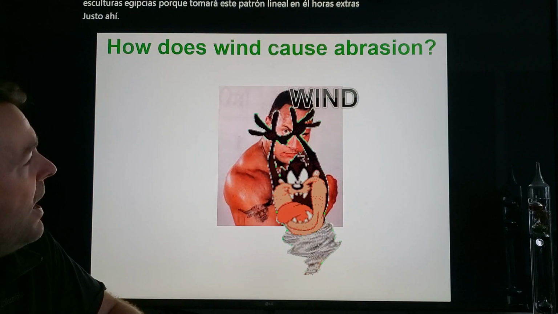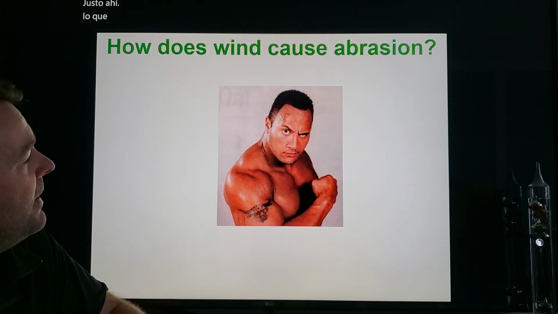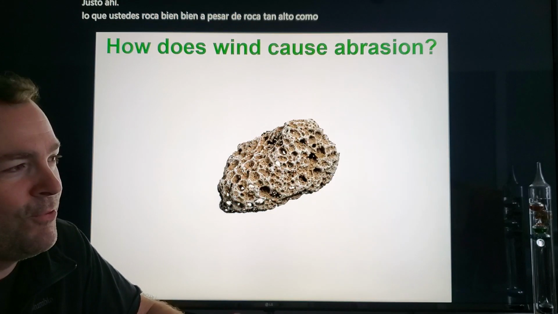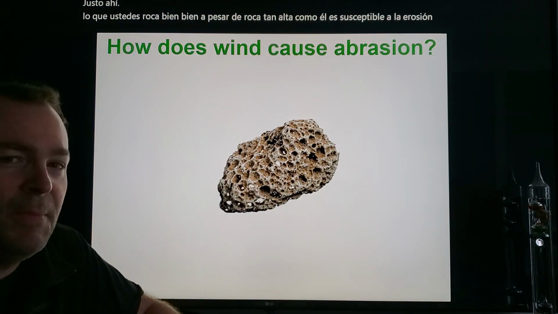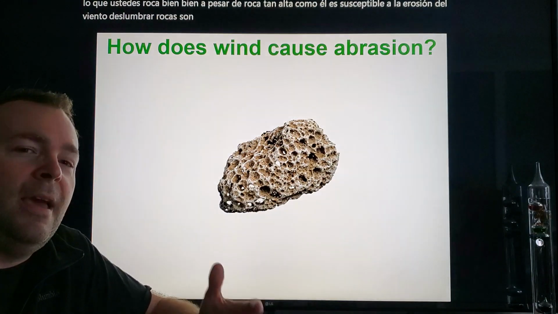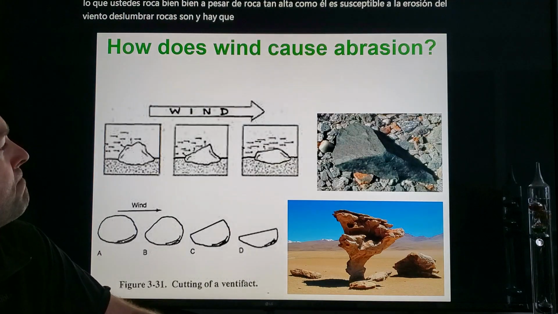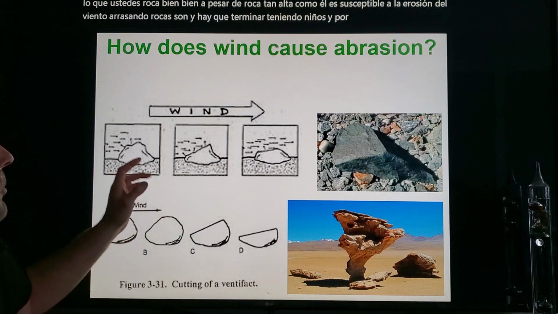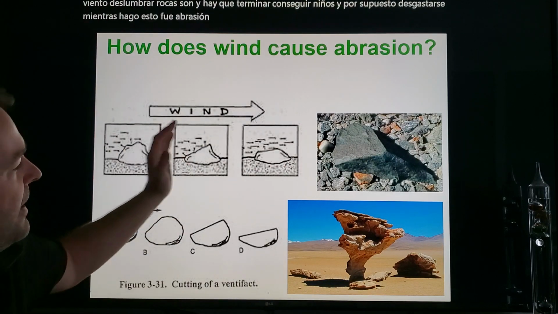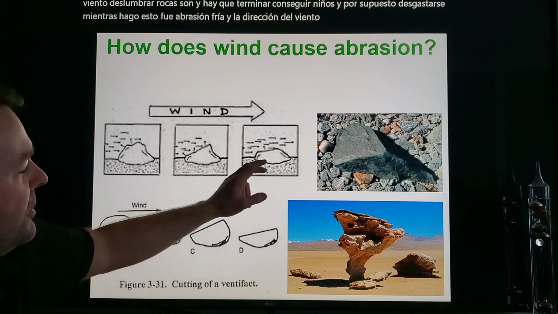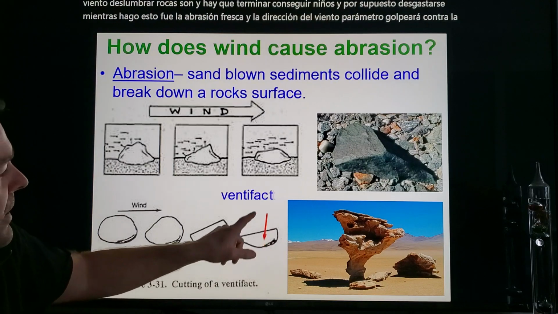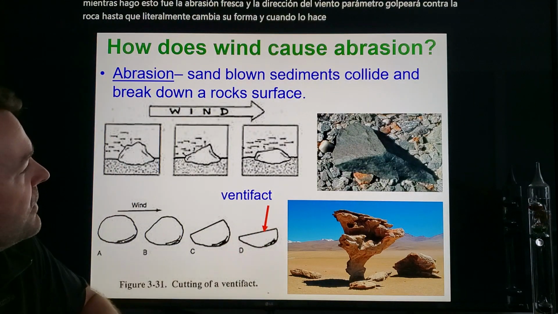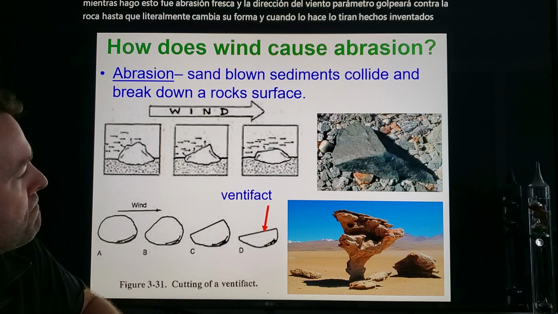Well, you all know the Rock, right? Well, even the Rock, as tough as he is, is susceptible to wind erosion, right? As all rocks are. And there it is. You'll end up getting pitted and, of course, wearing away. Okay? How does it do this? Well, it's called abrasion, and the predominant wind direction will beat against the rock until it literally changes its shape. And when it does, they call it a vent effect. And it takes on this cool little shape there.